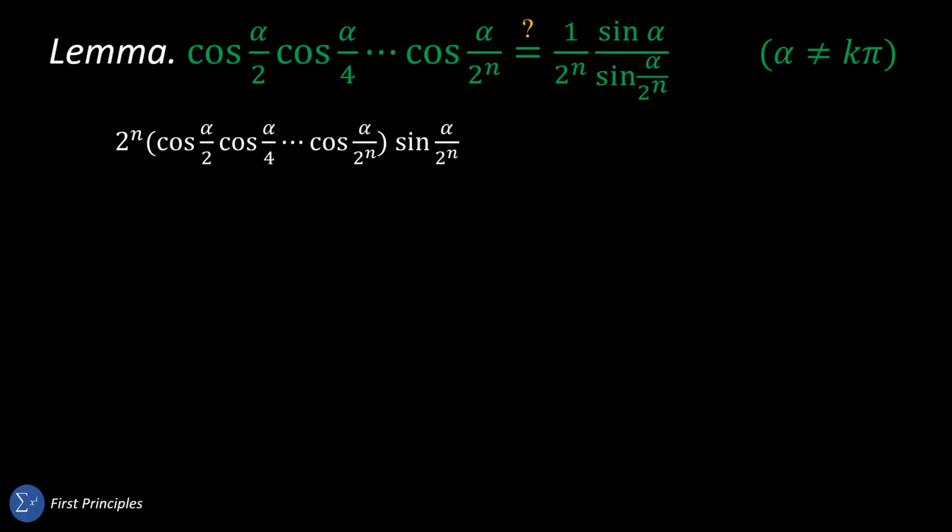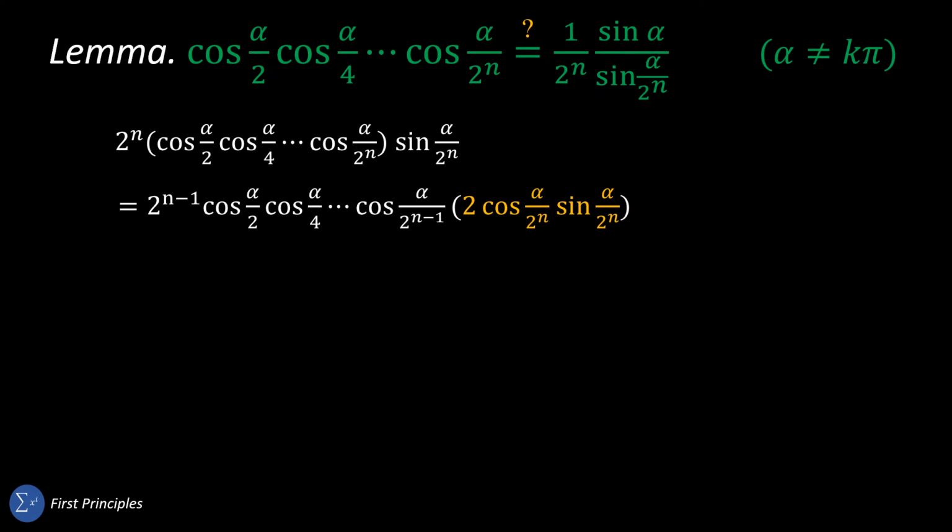Okay, now let's do a little bit of regrouping of this left hand side. What I do, I bring one of the 2's from 2 to the power of n inside a parenthesis and bring the term cosine of alpha divided by 2 to the power of n and the last term sine of alpha divided by 2 to the power of n.